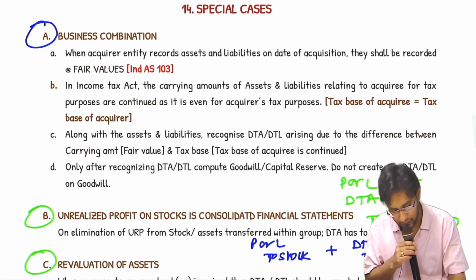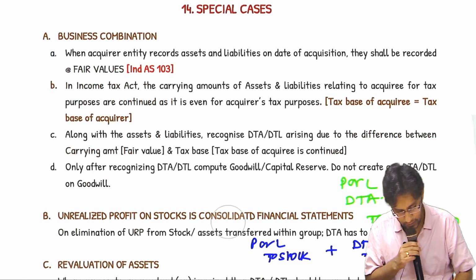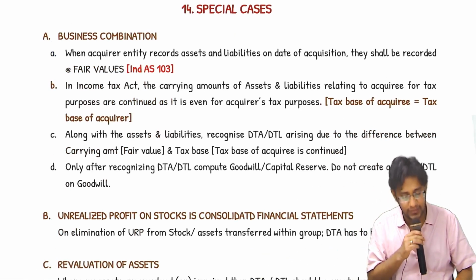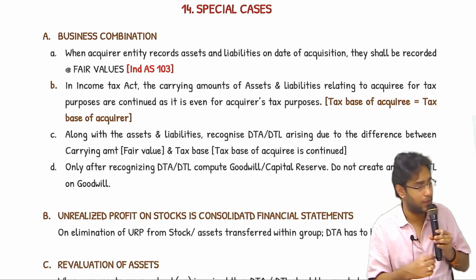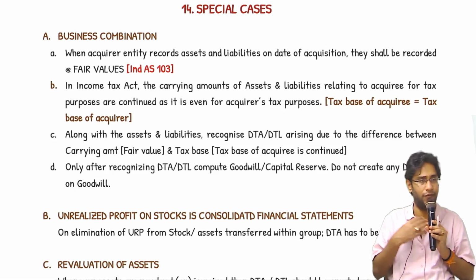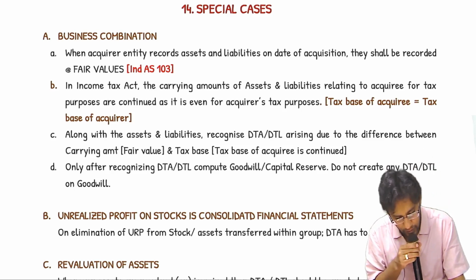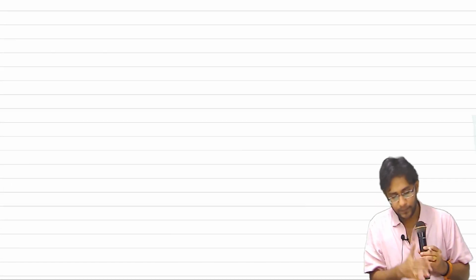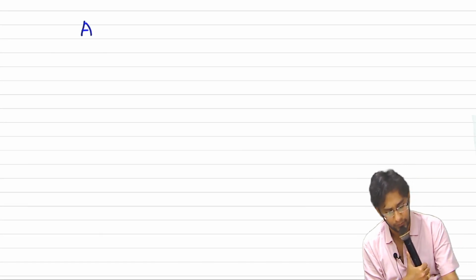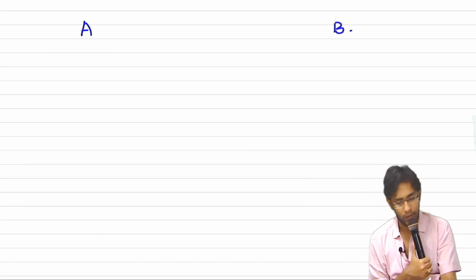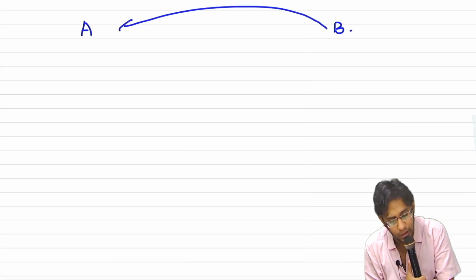Now, final part of the standard. This is special cases. Few special cases we will cover in different standards whenever we come across them, but predominantly we will finish off here only. Look at this mark correctly. There is a company A Limited. There is another company B Limited. Now, our A Limited absorbs B Limited.